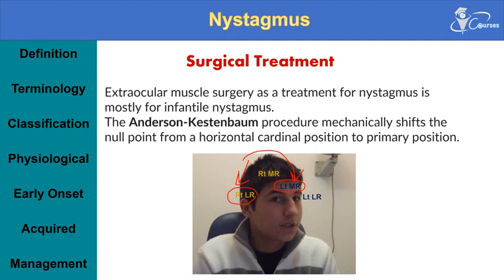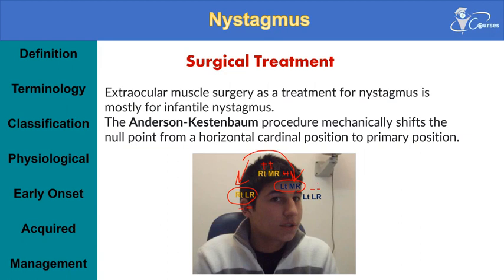In order to move both eyes to the left: right lateral rectus recession, weakening of the right lateral rectus, and right medial rectus resection, and the reverse will be in the left eye. So there will be left medial rectus resection and left medial rectus recession.